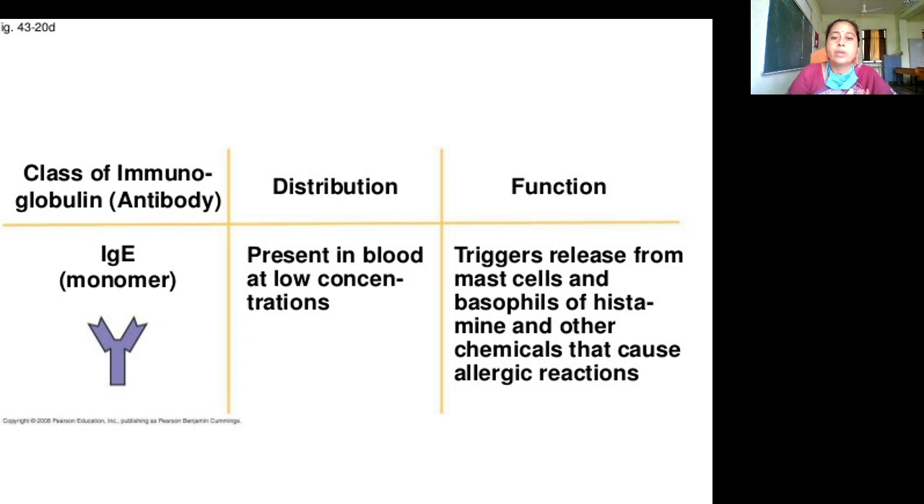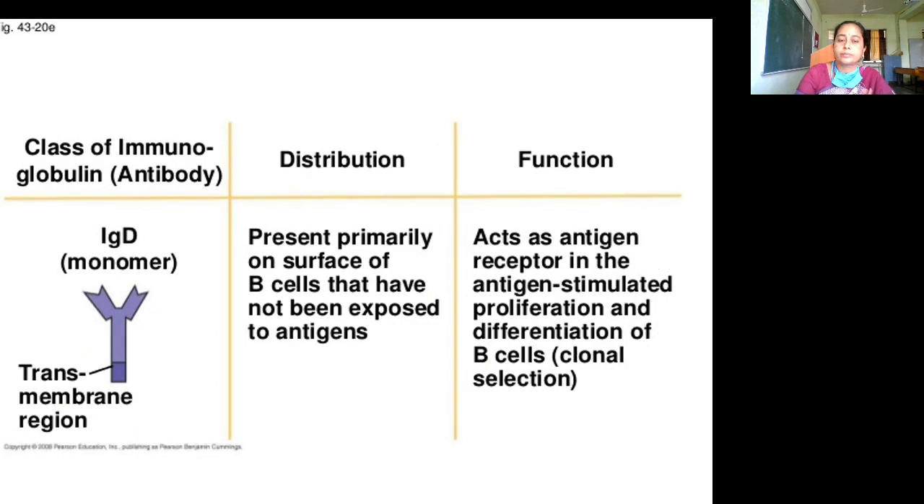IgE present in blood at low concentrations triggers release from mast cells and basophils of histamine and other chemicals that cause allergic reactions. IgD present primarily on surface of B cells that have not been exposed to antigens. Acts as an antigen receptor in the antigen stimulated proliferation and differentiation of B cells.